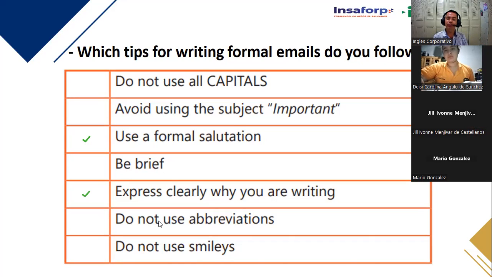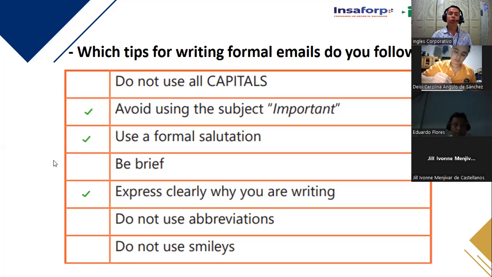Another one? Come on, class, participation. Maybe avoid using the subject important. Okay, good, right? Avoid is evitar. Thank you, Jill. Yes, because some people copy important on all the emails. Good. Another one? Thank you, Carolina. Thank you, Mario. Thank you, Jill. But now I need more participants. Do not use abbreviations.